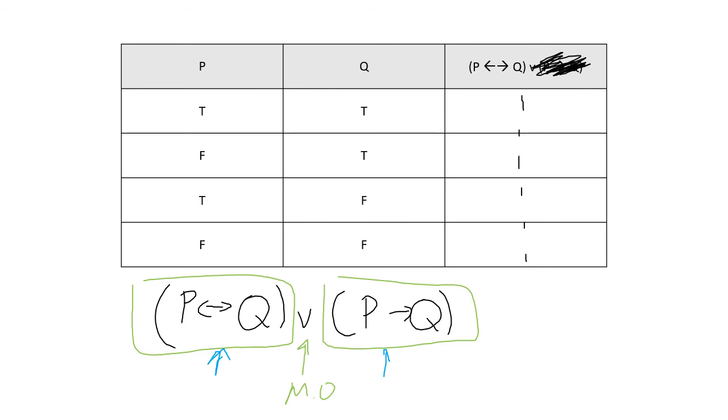So a double arrow is true wherever both sides are true, or both sides are false. So here in row 1 and row 4, they're true. In rows 2 and 3, they're false, because they don't match. In row 2, P is false and Q is true. In row 3, P is true and Q is false. So true, false, false, true.